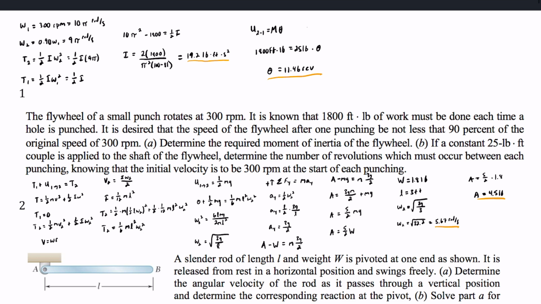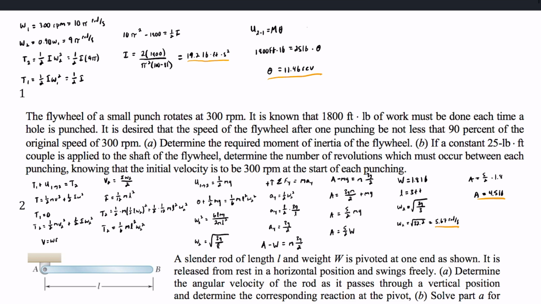And then U1 to 2 equals moment times theta. So 1800 foot-pounds equals 25 pounds times theta, and then theta equals 11.46 revolutions.